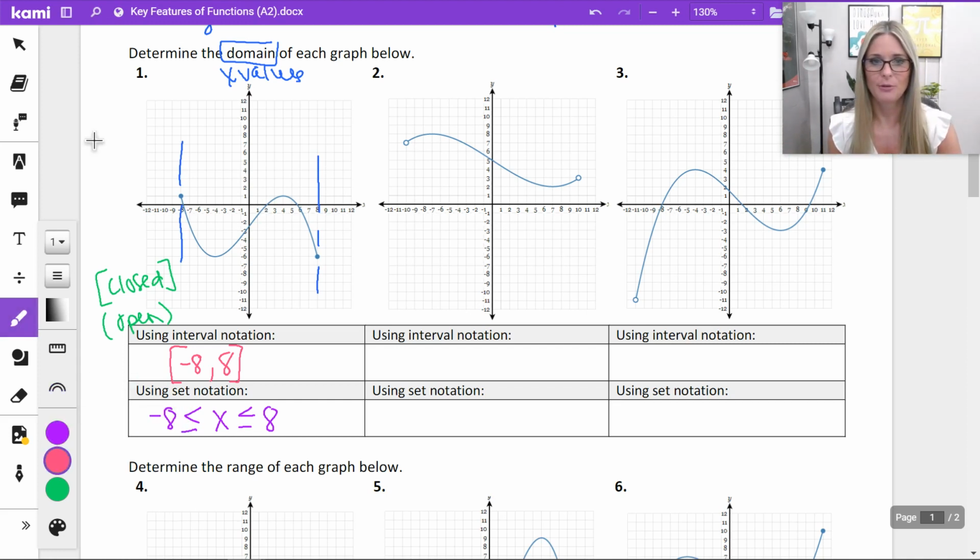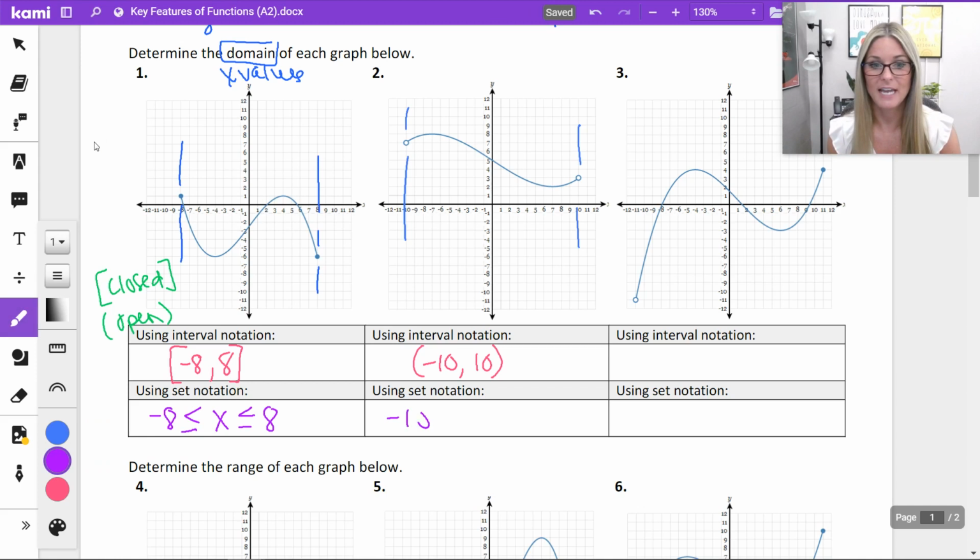So number two, we have open circles. Let me use that blue again. We have open circle all the way here left to -10. That's the lowest on the domain, all the way up to +10, okay? Those are our x values. So let's use interval notation. Open circle, so parentheses for -10, comma, all the way to +10, again, another open circle.